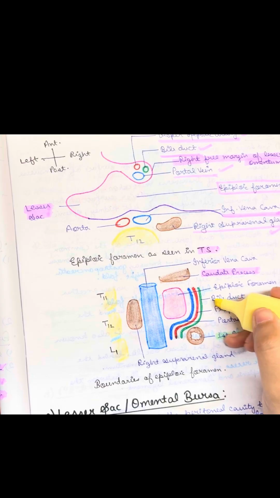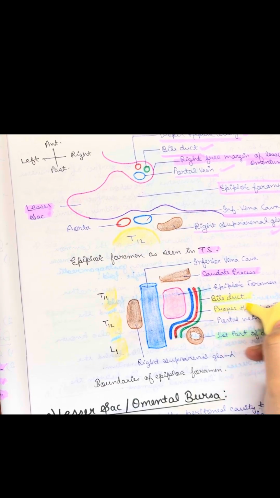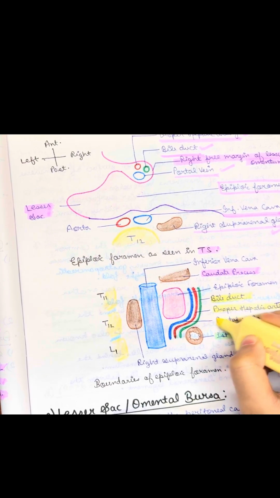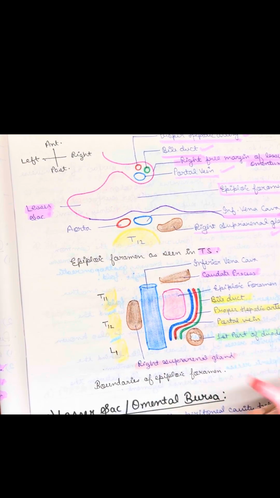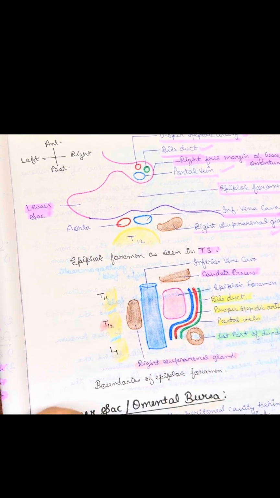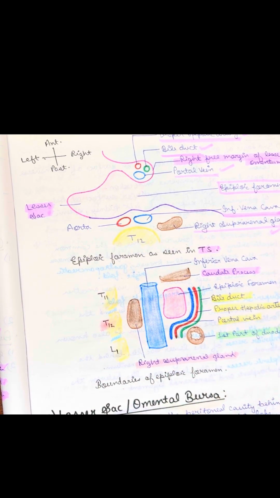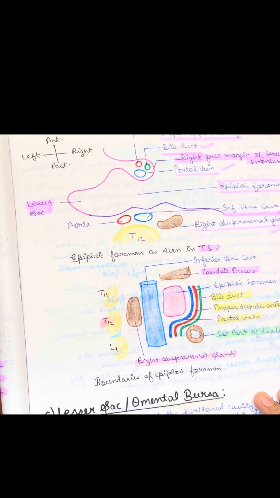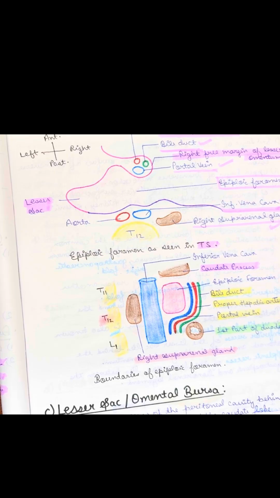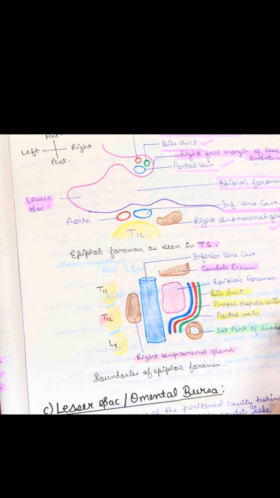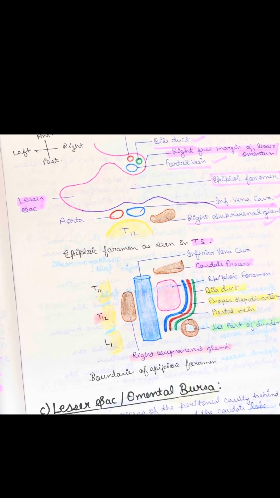Now coming to the anterior relation, what is there? This is the bile duct, this is the proper hepatic artery, and this is the portal vein which is forming the anterior relation. And what is forming the posterior relation? It is the right suprarenal gland and the T12 vertebra. So this is all about the epiploic foramen, what it communicates with, the different boundaries, and the structures with which it shares its boundaries. You can draw these diagrams in your prof exams also and get good marks.